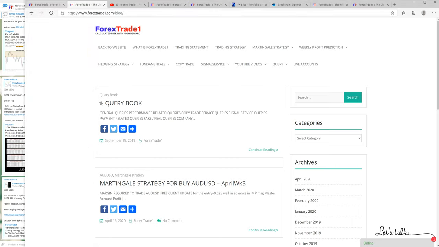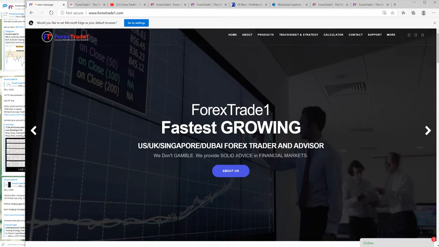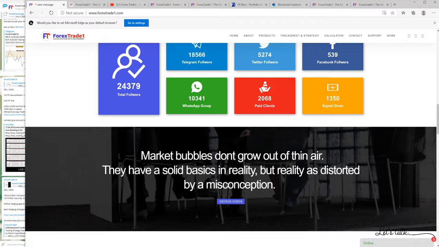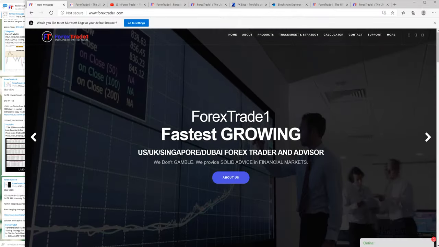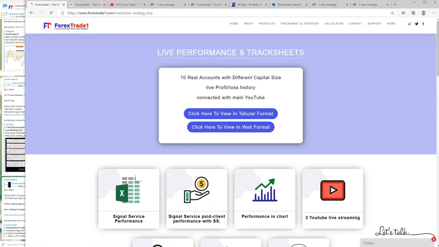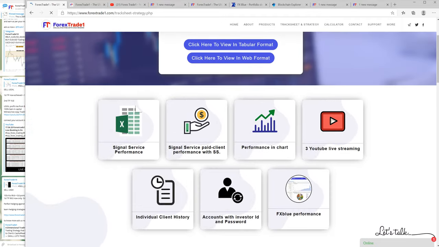So let me first show you the website of ForexTrade1, where each and every detail of the company is given, and you will understand that the company's performance is absolutely transparent. You can click here on track sheet and strategy, and it will take you to the performance, ultimately each and everything that we do in Forex.